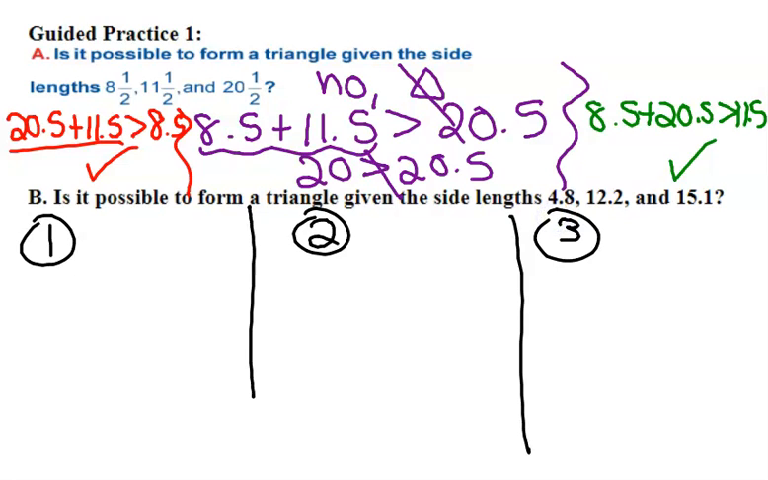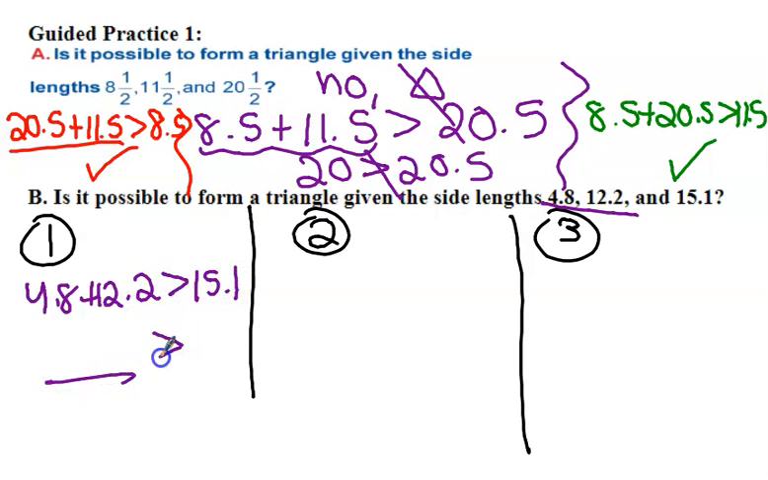For example, your first scenario would be 4.8 plus 12.2. Is that greater than 15.1? So solve it and see if it's greater than 15.1. Then make the other combinations and see if it's yes or no, if it's a triangle. Ask questions with your teacher to check your answer.